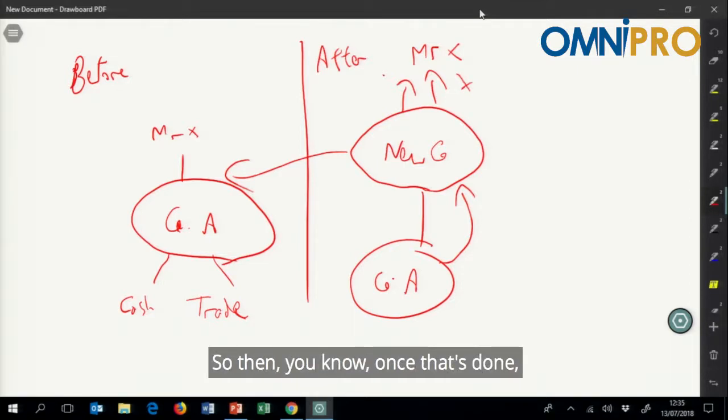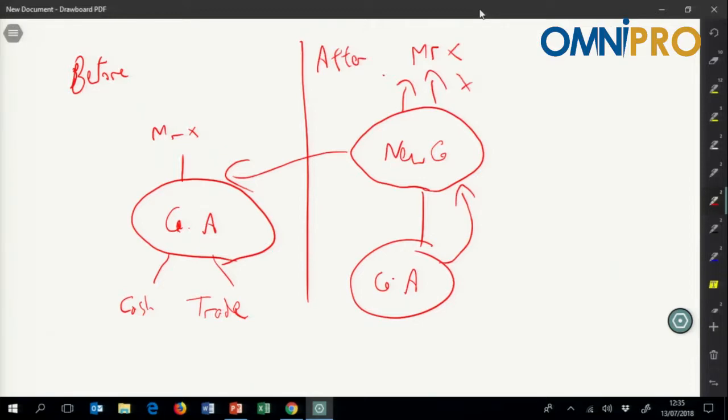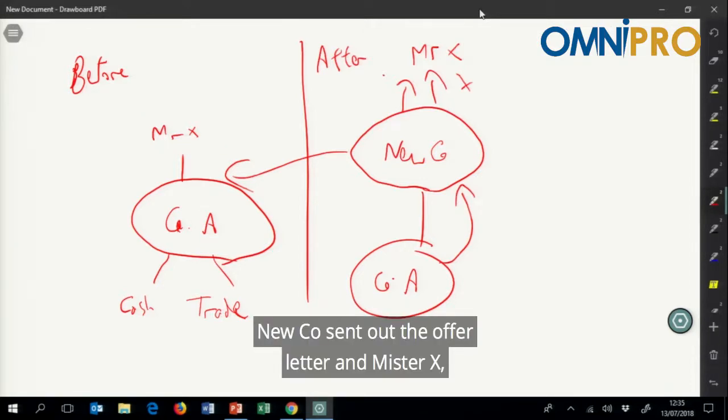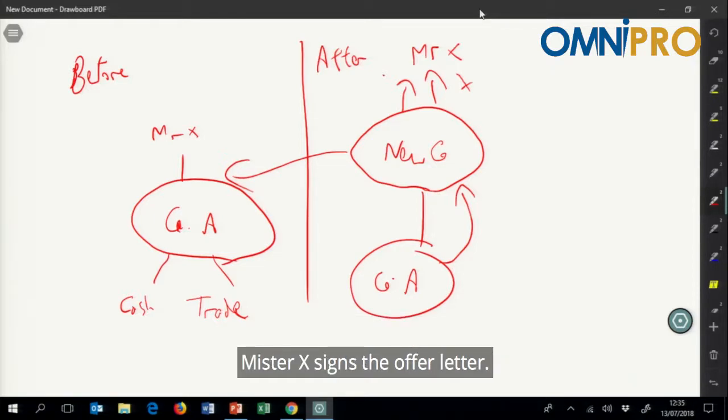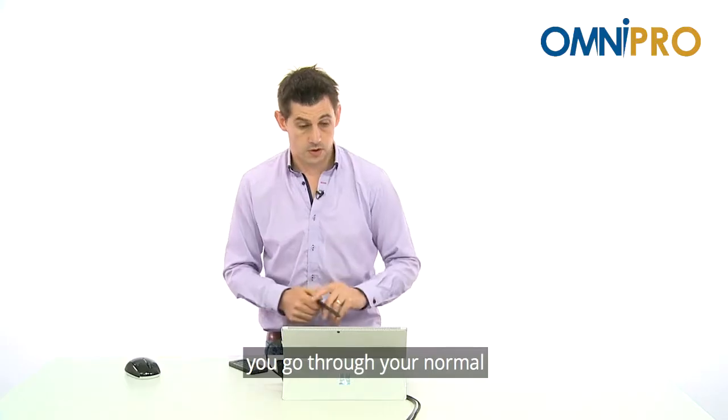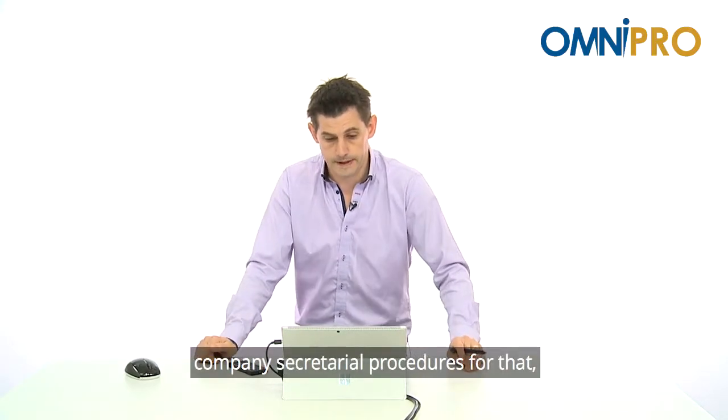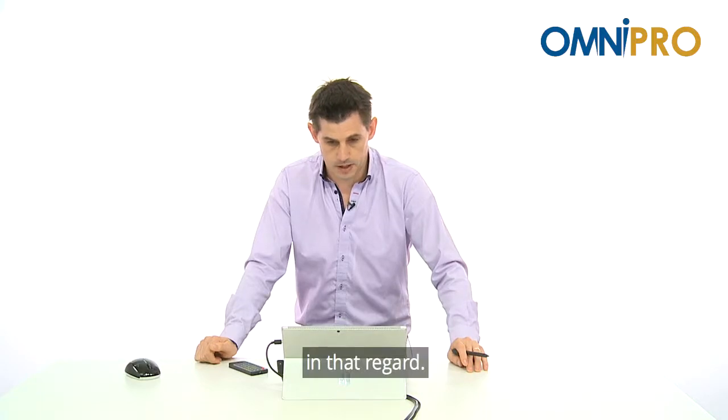Once that's done, NewCo sends out the offer letter to Mr. X, and that offer letter is conditional on obtaining control. Mr. X signs the offer letter. Then you do your share transfer form and go through your normal company secretarial procedures in that regard.